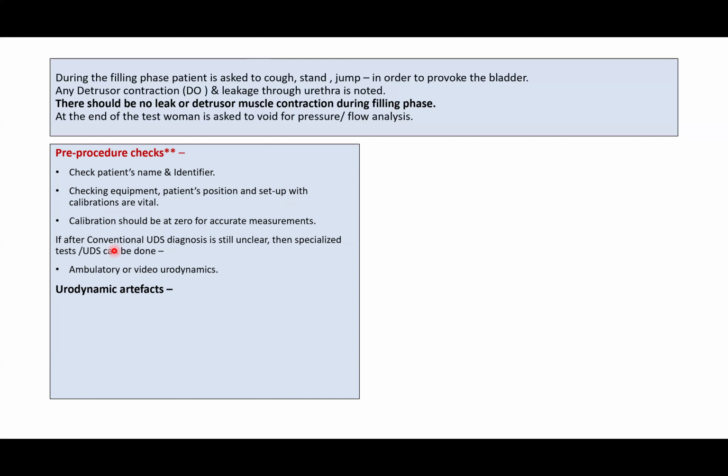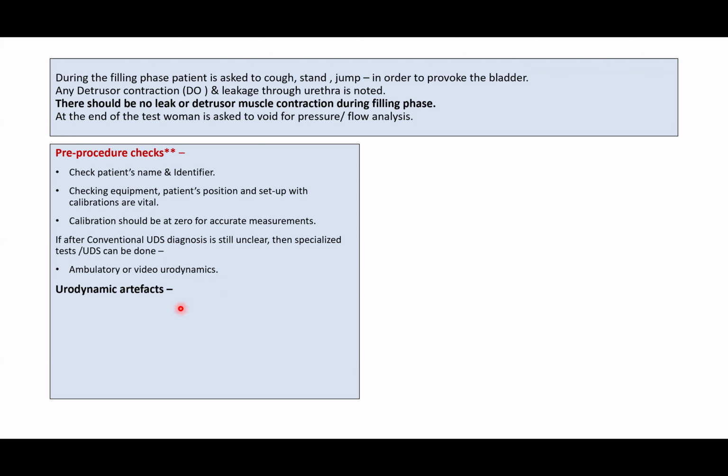Now, if after the simple or conventional urodynamics the diagnosis is still unclear, then specialized tests or other urodynamics can be done, which are ambulatory or video urodynamics, which are not done routinely.